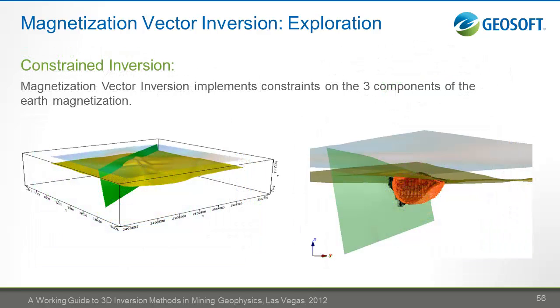If I now look at the zone that's recovered by this inversion, you can see that it's shown here by a brown surface, and the black more structured surface embedded in that is the true ore zone. So what we've been able to do is recover that very effectively using magnetization vector inversion.